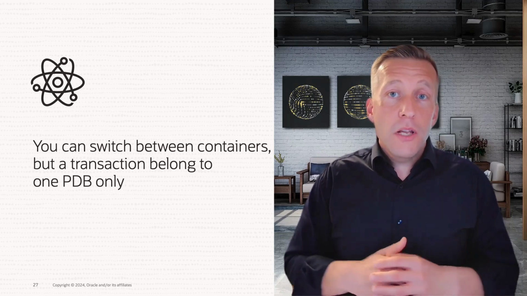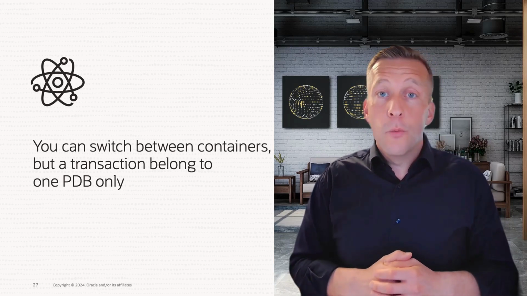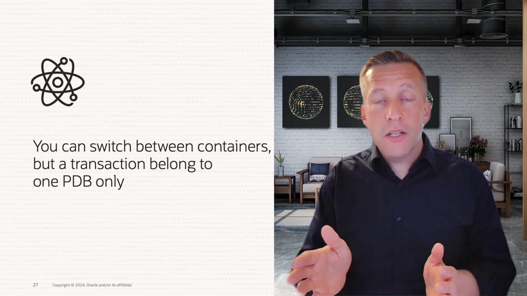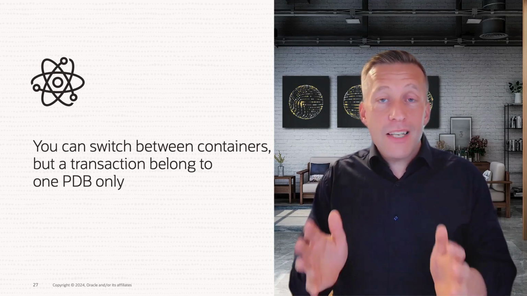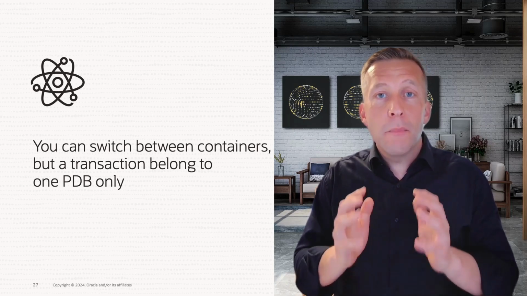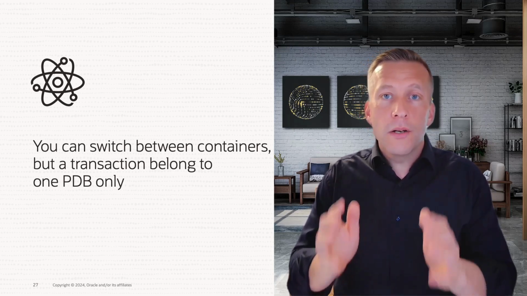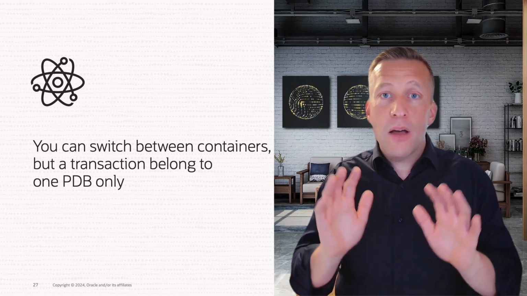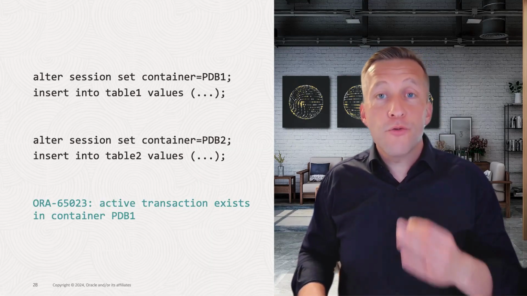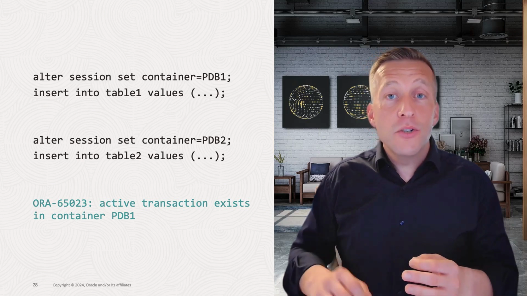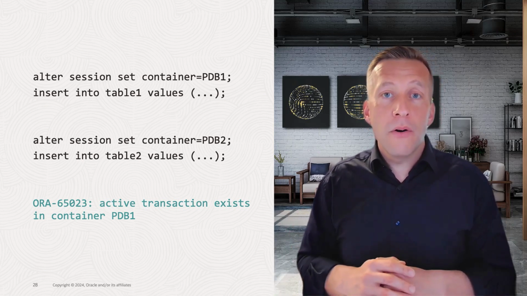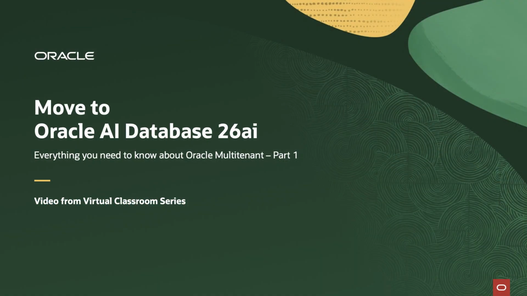So when you initially connect to the root container, we can see with the ALTER SESSION command that we can switch to different containers. But when you start a new transaction, that transaction belongs only to one container. You cannot have a transaction that spans multiple containers. If you try to do that, as soon as you do DML in a second container, the database will throw an error and say, sorry, dude, no can do.